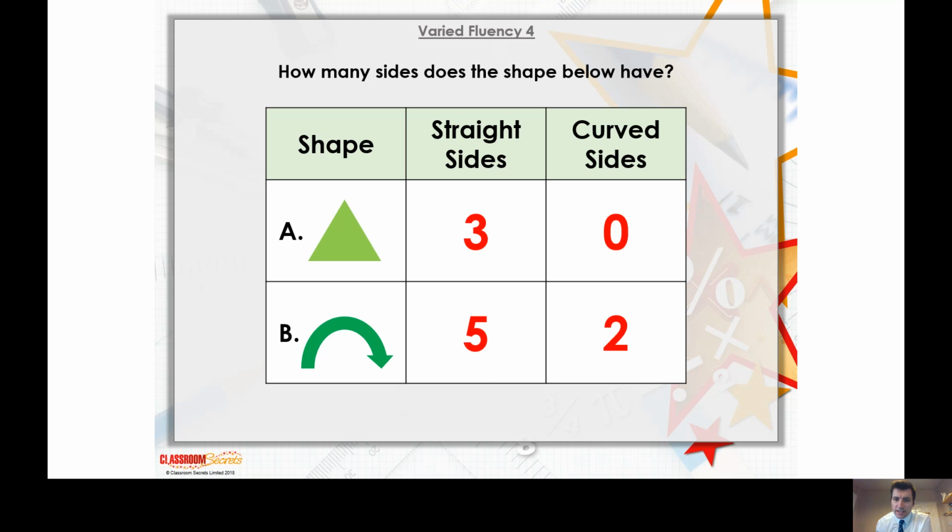And hopefully now, guys, you've seen that there's 3 straight sides on our triangle, 0 curved sides, 5 straight sides on our second shape, and 2 curved sides.